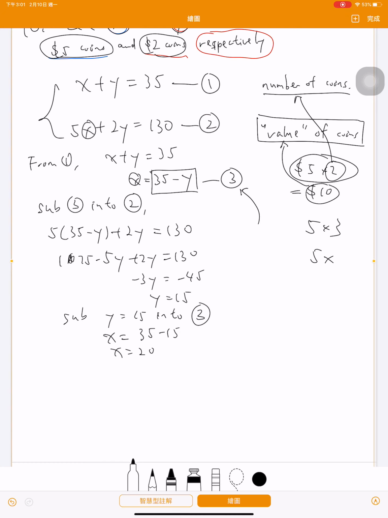And then write down the answer. How many $5 coins and $2 coins does he have? So write down, therefore he has 20 $5 coins, and 15 $2 coins. And then finish. We have already finished because we have already answered the question.